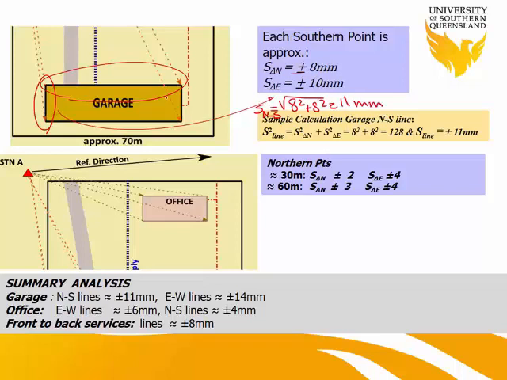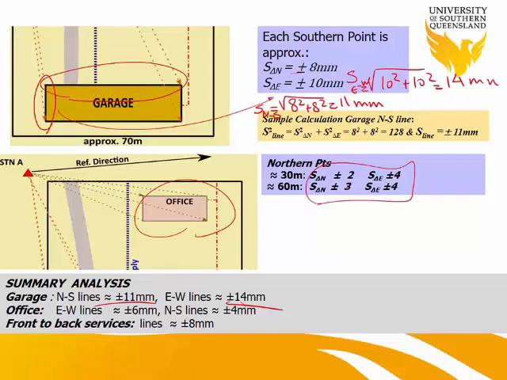Same thing for east-west. For the east-west line, it's going to be 10 squared plus 10 squared, which is 14 millimeters, which is basically what is written here. Same thing for the office. You can put these numbers in and get this. They're very close to each other, 2 and 3 will give you the same answer. So square root of 4 squared plus 2 squared, sorry, 2 squared, it's going to be 4 plus 4, 8, which gives you about 4 millimeters.